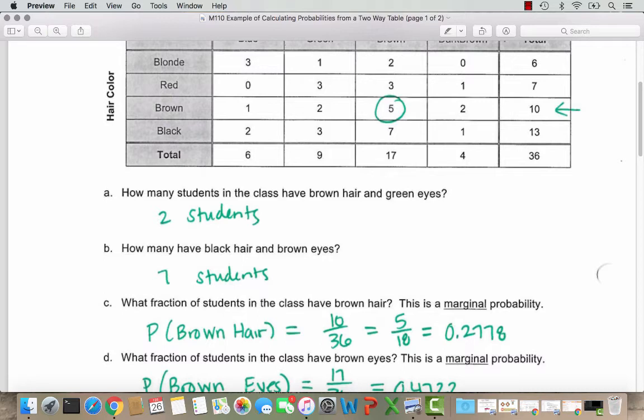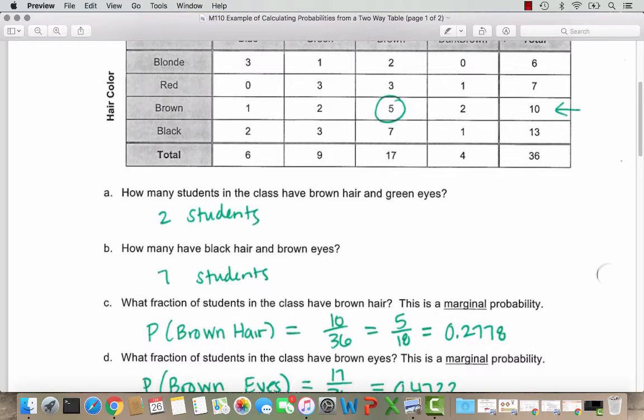This is a marginal probability, and we get that name because our value 10 from the total brown hair came out of the margin, out of the right-hand column where we have all the hair color totals. So the right-hand column has all the totals for every hair color choice, and similarly related, the bottom row has all the totals for each of the eye color choices.